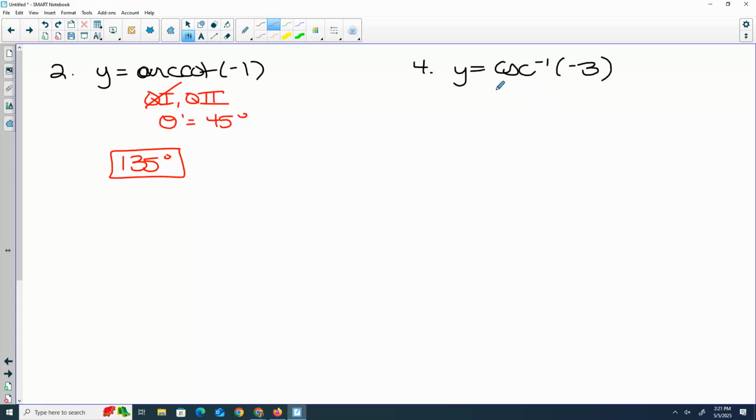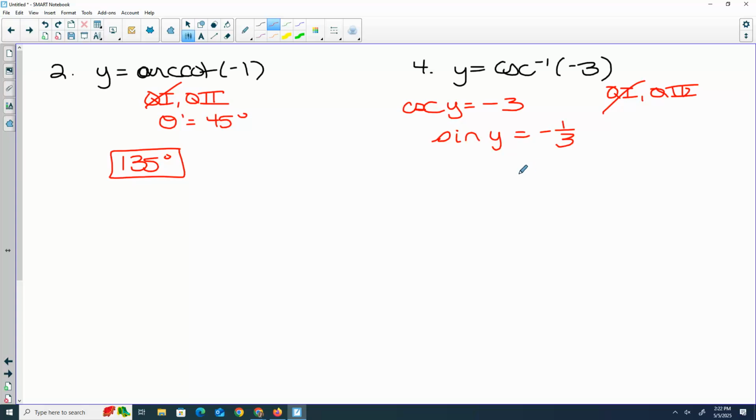All right, cosecant. If you don't like thinking about cosecant, you can think about sine if you prefer. This means cosecant of y is -3 or sine of y is -1/3. Quadrants. What quadrants can sine or cosecant inverse be in? 1 and 4. In which of those would it be negative? 4.